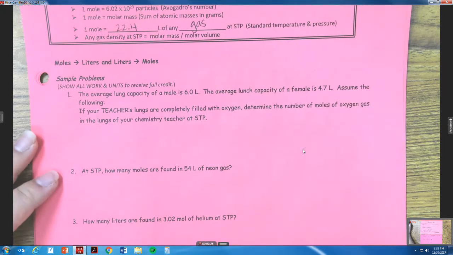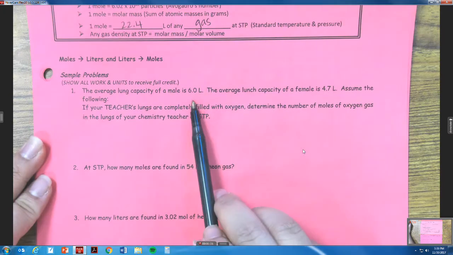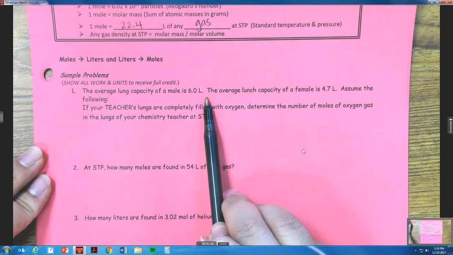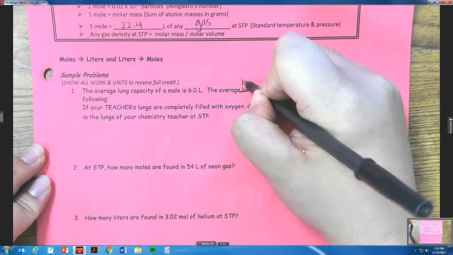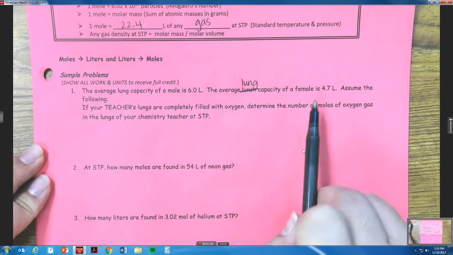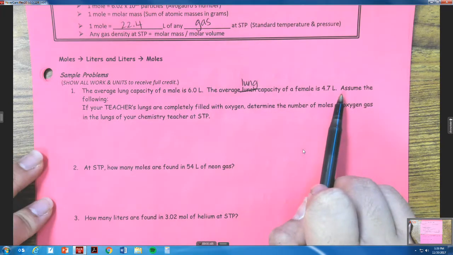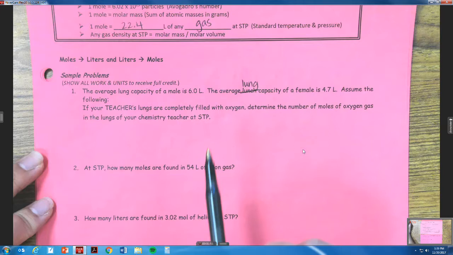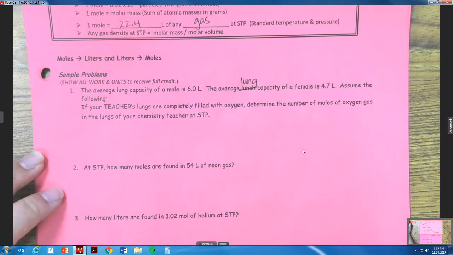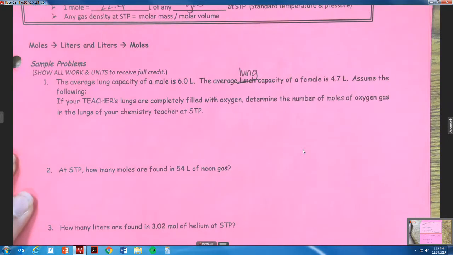Number 1. The average lung capacity of a male is 6.0 liters, and the average lung capacity of a female is 4.7 liters. So assume the following. If your teacher's lungs are completely filled with oxygen, determine the number of moles of oxygen gas in the lungs of your chemistry teacher at standard temperature and pressure.